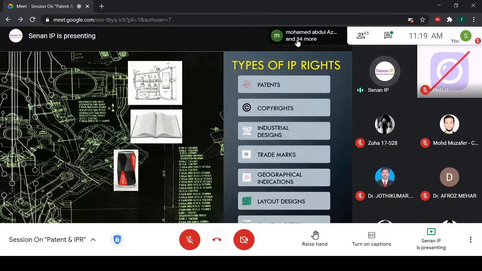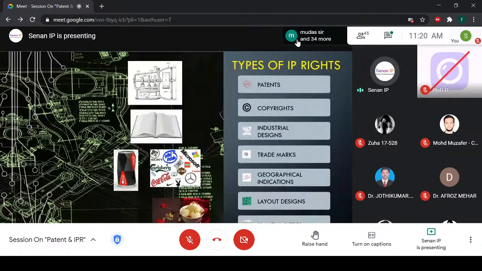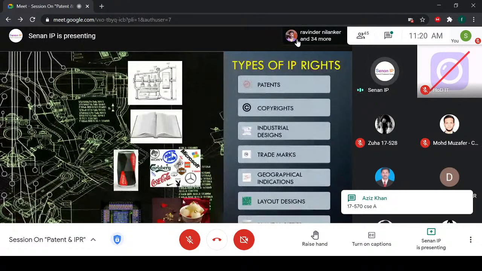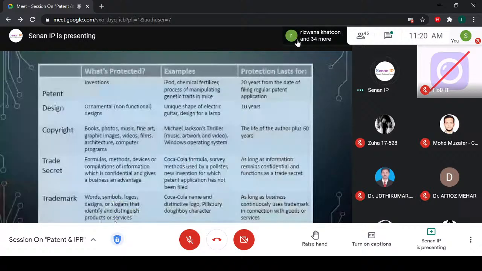So these are the examples. We can file a patent application over this type of machine, and we can file a copyright for these types of books. And these are a few examples of trademark. And this is the example of copyright. Sorry, geographical indication. And this is the example of layout design. Right. So now we will understand what can be protected under patent, design, and copyright. So under the patent, we can protect the invention. What are examples of inventions? Like iPod, chemical fertilizer, process of manipulating genetic trait in mice, and lots of other examples we can have, like any air conditioner, all electronic products are inventions, right?